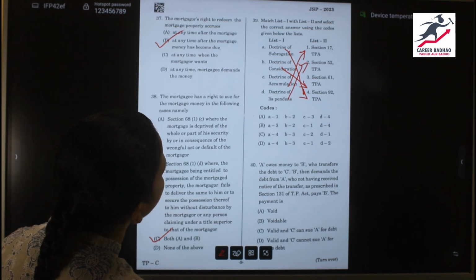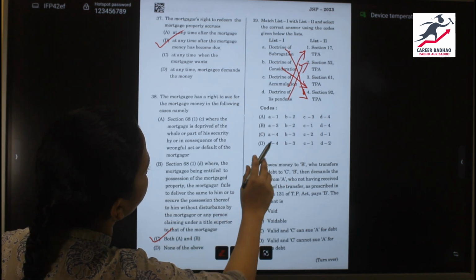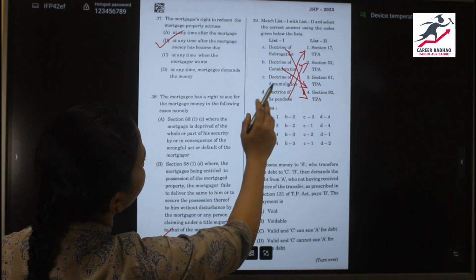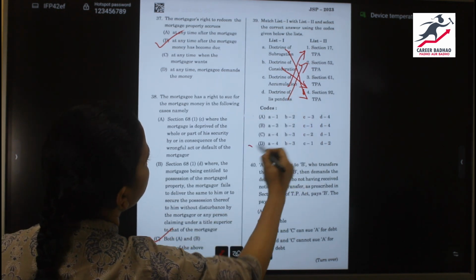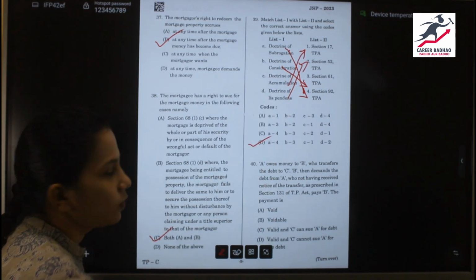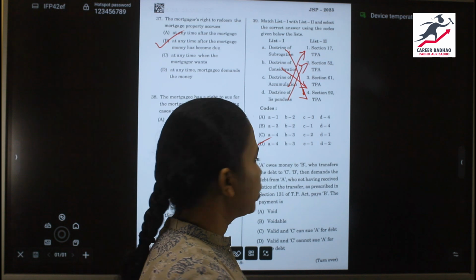So the correct option would be for A it's 4, for B it's 3, for C it's 1. So the correct option is D, A4, and for B it's 2. Yeah. Now let's move to question number 40.